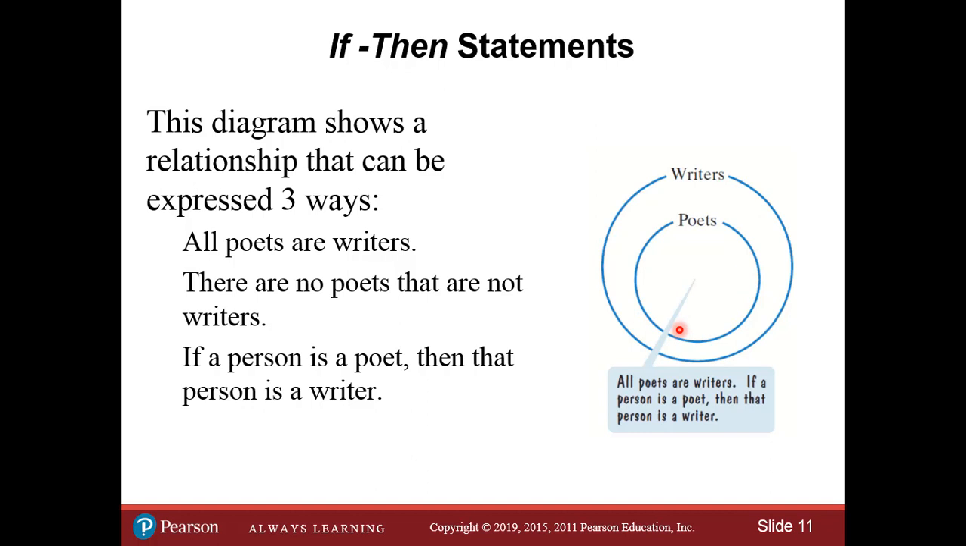Or we could say if a person is a poet, which means that they're inside the circle, then that person must also be a writer. So we can use an implication or a conditional. If the person is a poet, which means in here, then they're also inside the circle of writers, so they must be also a writer. So if a person is a poet, then that person is also a writer. Okay? So those three statements mean the same thing.